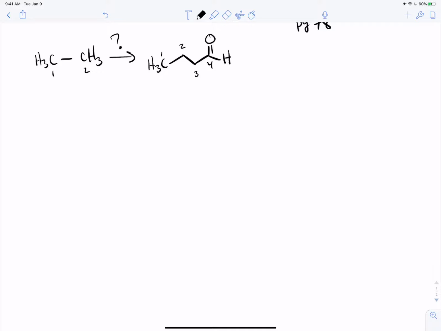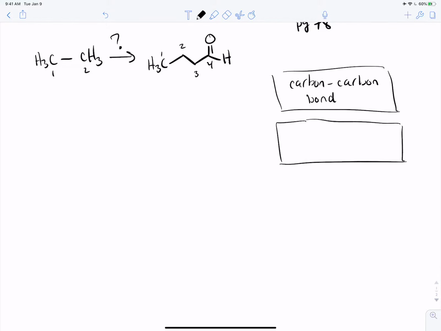So we know that we're probably going to be joining this thing together at carbons 2 and 3. So let's try and stick with our main strategy. So we're forming a carbon-carbon bond. That's what we're going to do first, and then we're going to look at just functional group transformations.